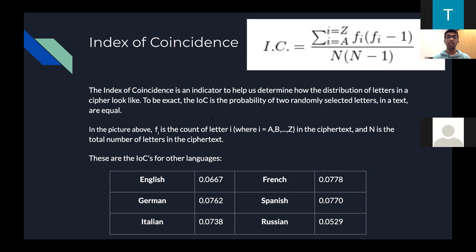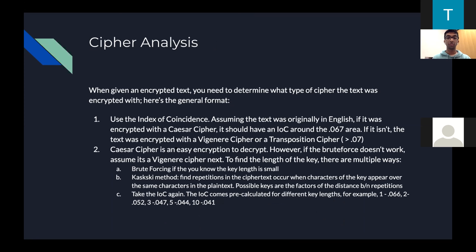But now we're going to see how the index of coincidence helps in terms of actual encryption when you're dealing with Caesar ciphers and Vigenère ciphers.